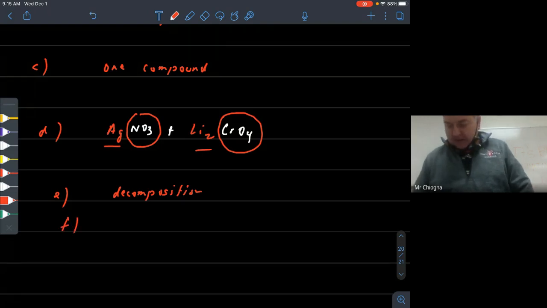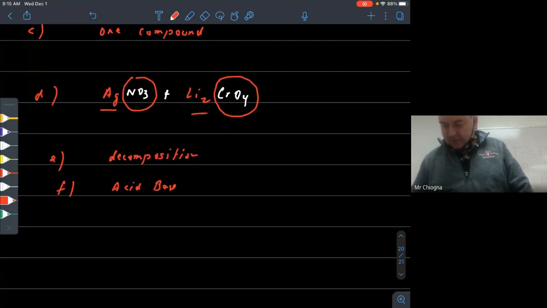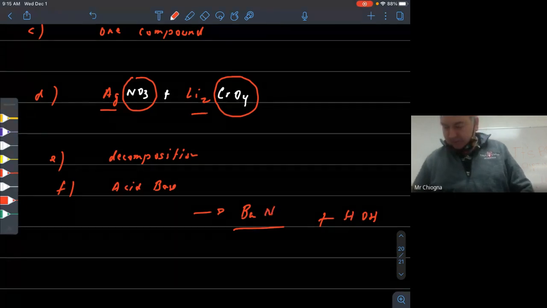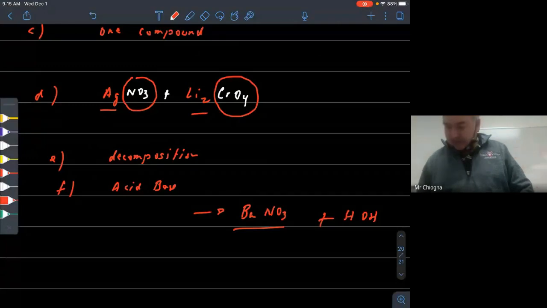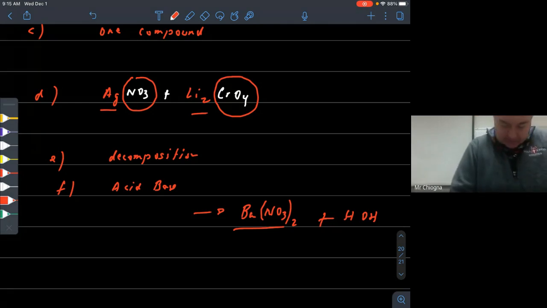Very good. Acid base. So with an acid base, you're always going to get water. You produce blank plus HOH. What's the blank going to be made up of? In this case, it's going to be made up of the barium and the nitrate. Okay? And don't forget, check that. Make sure that I'm right with the formula.